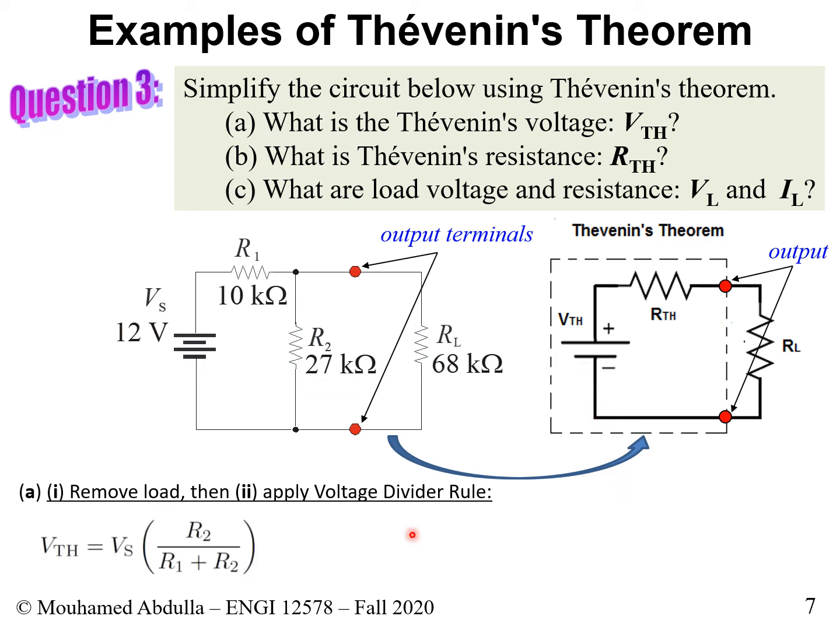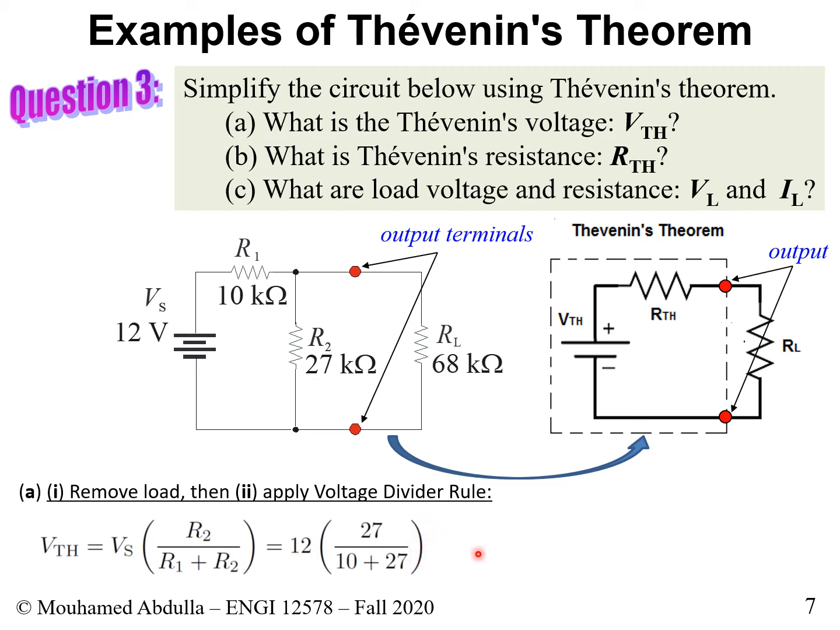So we could use the equation for the voltage divider rule. We put the key voltage, which is the source voltage, 12 volts here. We put R2 here, and then the ratio of the total resistance. So let's just plug in the values. We have 12 for the source, we have 27 for R2, we have 10 for R1, and 27 for R2. Everything is in kilo, so we don't need to write kilo. The top will be in kilo, the bottom will be in kilo. It's a ratio, so they're going to cancel each other.